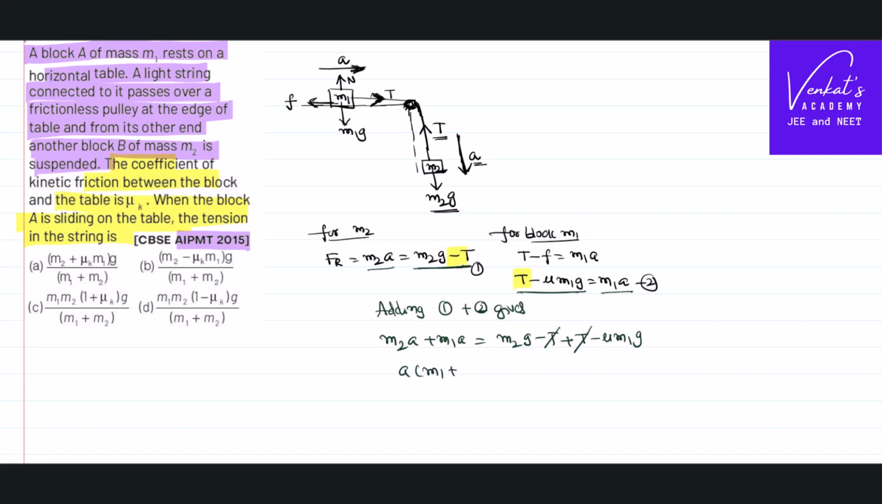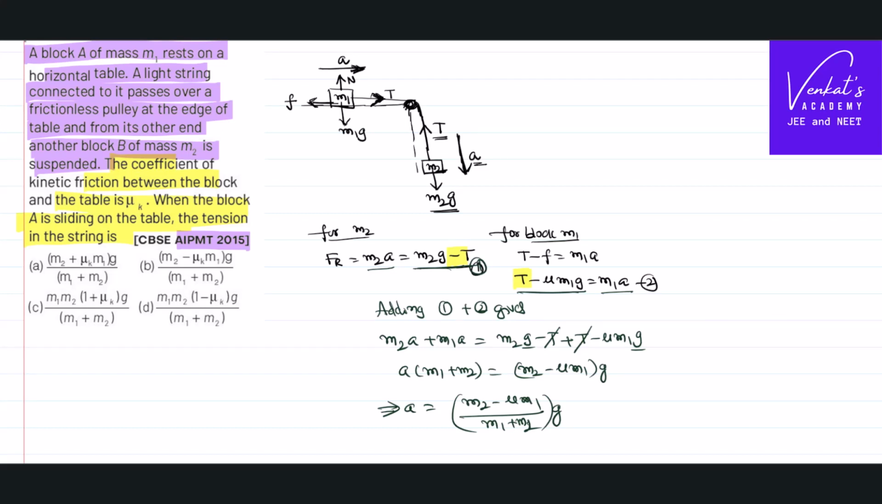So acceleration times M1 plus M2 equal to, G is common for both of them, M2 minus mu M1 of G. That implies acceleration of that system is M2 minus mu M1 by M1 plus M2 of G. Once after getting the acceleration, now I can calculate the tension. How can I calculate the tension? I can simply substitute the value of acceleration in equation number 1.